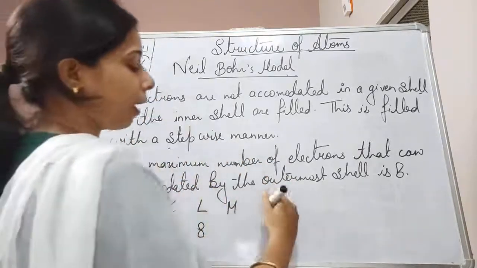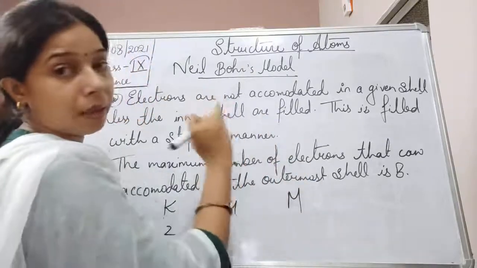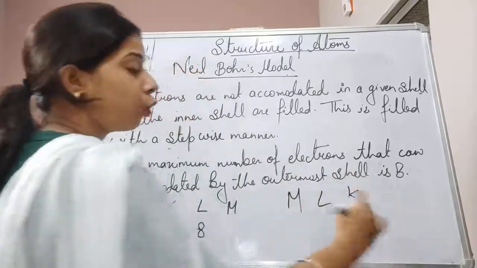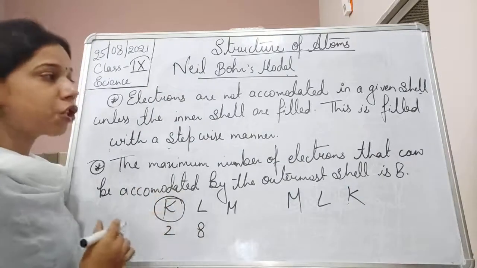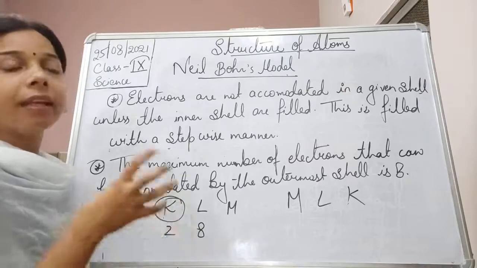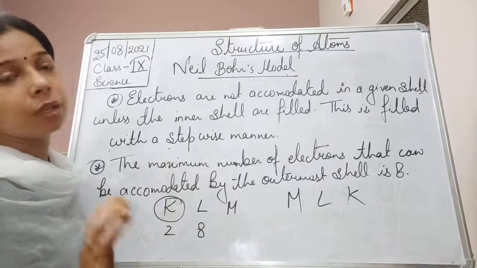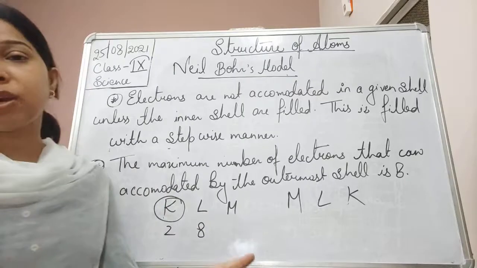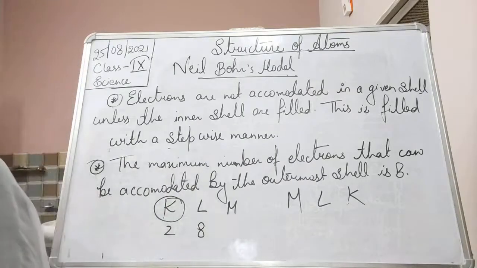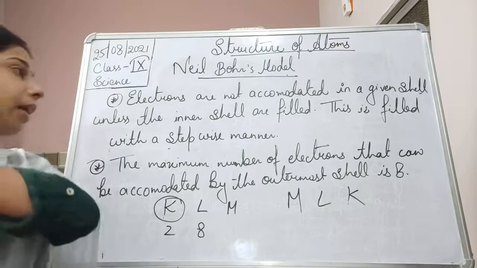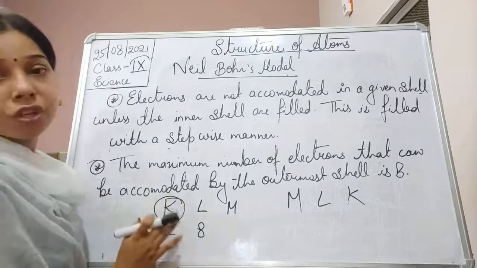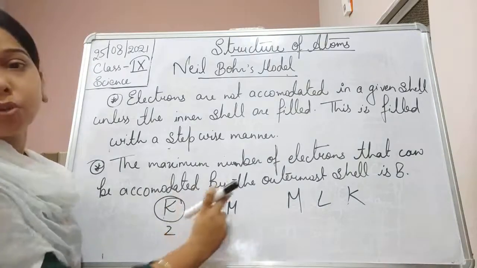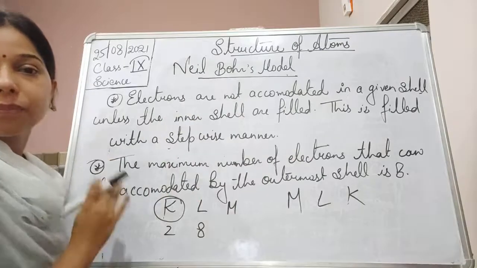It is never like that first of all electrons will enter into the M and then L and then K. No, not like that. Always it starts with the shell which has less energy and which is the innermost. Actually, the innermost shell only has the least energy. So we can say that electrons always enter into the inner shell first. When the inner shell is filled, then it will enter into the outer shell.